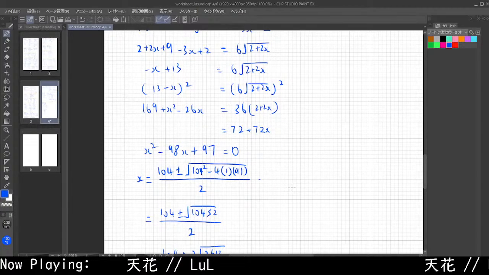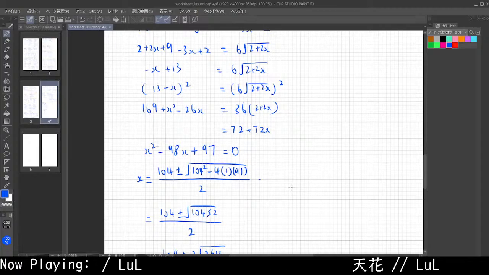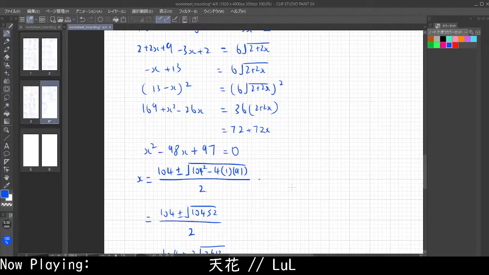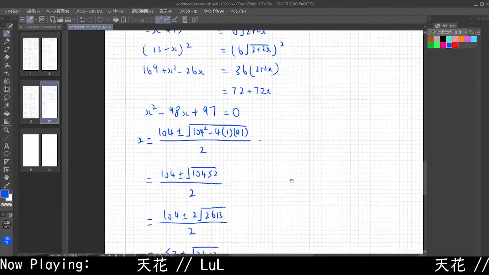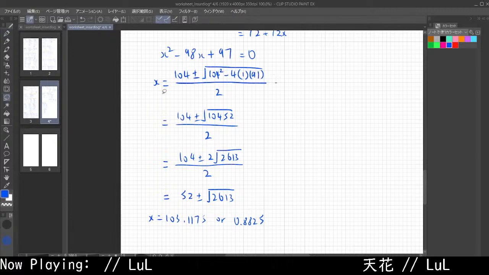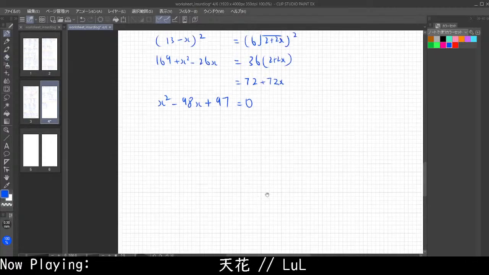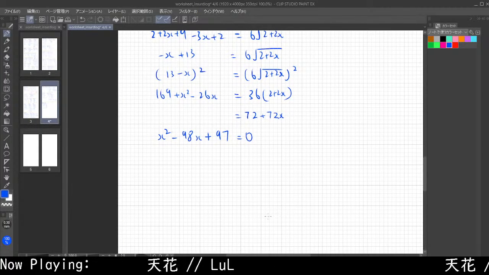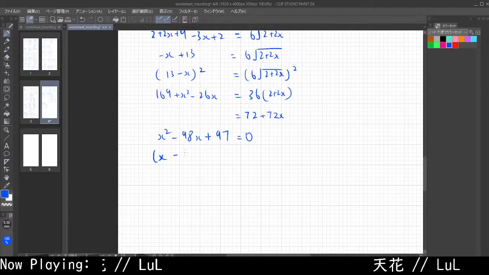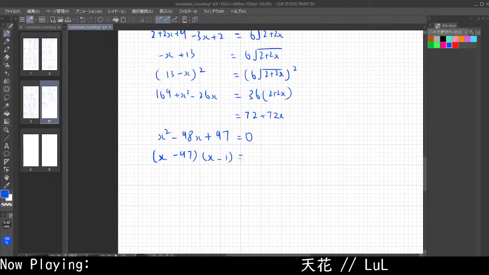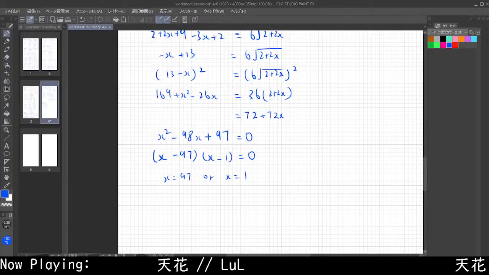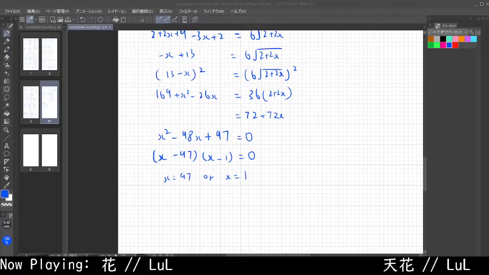Whoa, what? Okay. So this is pure luck. But apparently by rectifying my mistake, this is actually a factorizable equation. This is by pure luck, by the way, but apparently it is like that. So just get x is 97 or x equals 1. Okay, we can get rid of all of that.